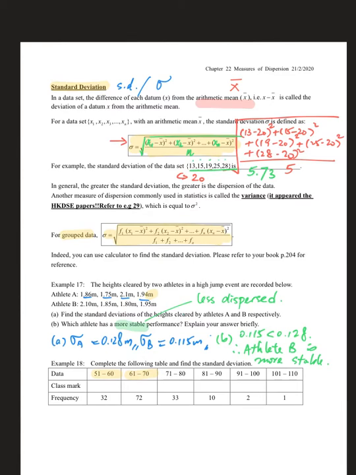In each group, for example 51 to 60, there are 32 data given by the question. So you need to find a class mark which represents the range of the data in this class interval. Do you remember how to find a class mark? Yes, it comes from the mean of the starting number and the end number of the range. That is 51 plus 60 over 2, which gives you 55.5. Similarly, you have 61 plus 70 over 2, which gives you 65.5 for the second group.